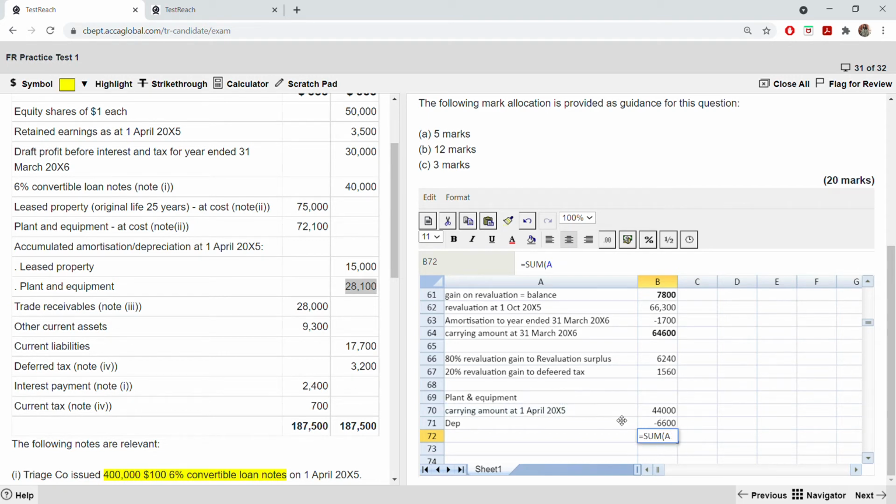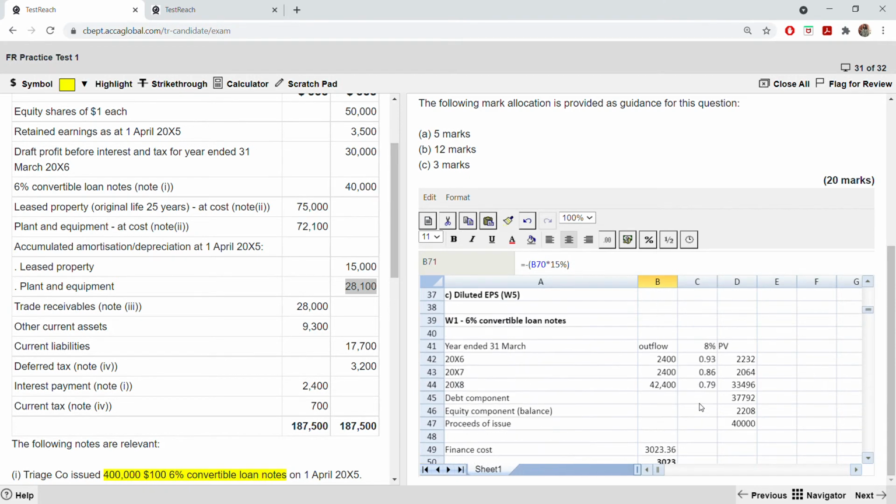Just take this too. This is the carrying amount at 31st March 2006. This also I'm going to bold because I need it in my balance sheet. And this, the fourth, now I'm going to place it wherever it is there to be. So depreciation of plant and equipment 6,600. This I can copy paste to here.